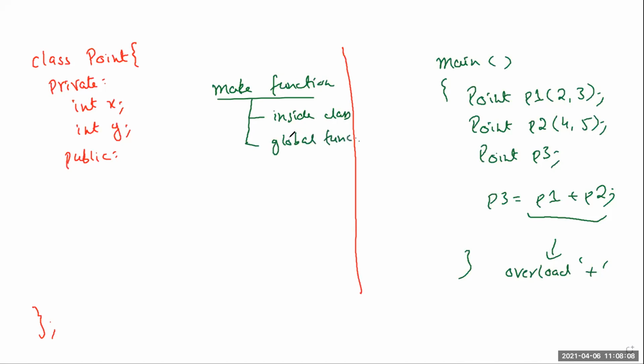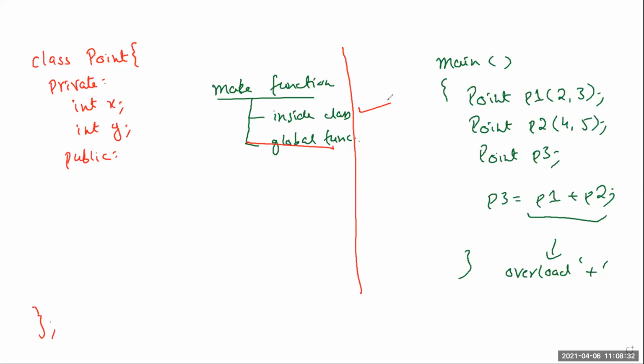So in this example, since we are looking at this for the first time, let's forget the option number 2, global function. Let's discuss the first option only, that whenever we make the function, we are making it inside the class. Or in other words, I can say we are doing operator overloading using a member function, because a member function is a part of class, right?